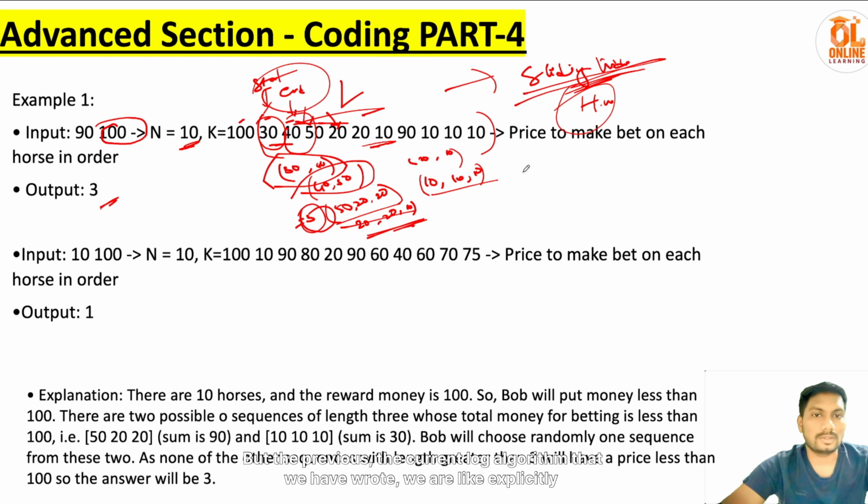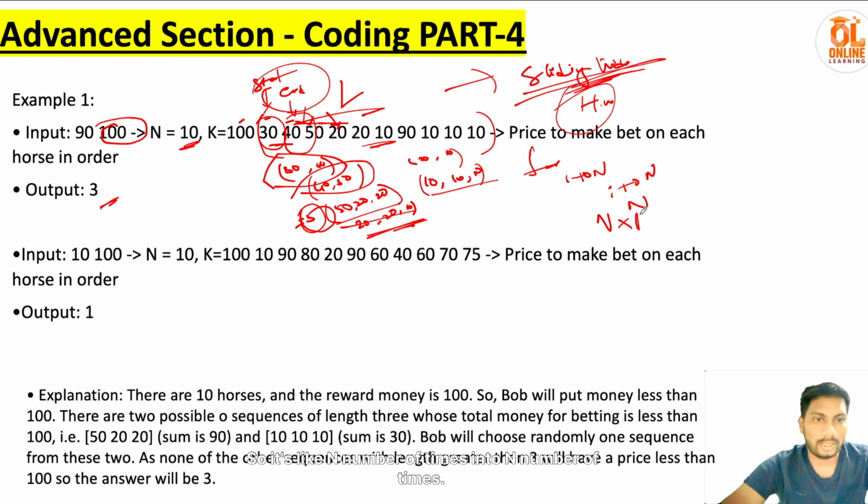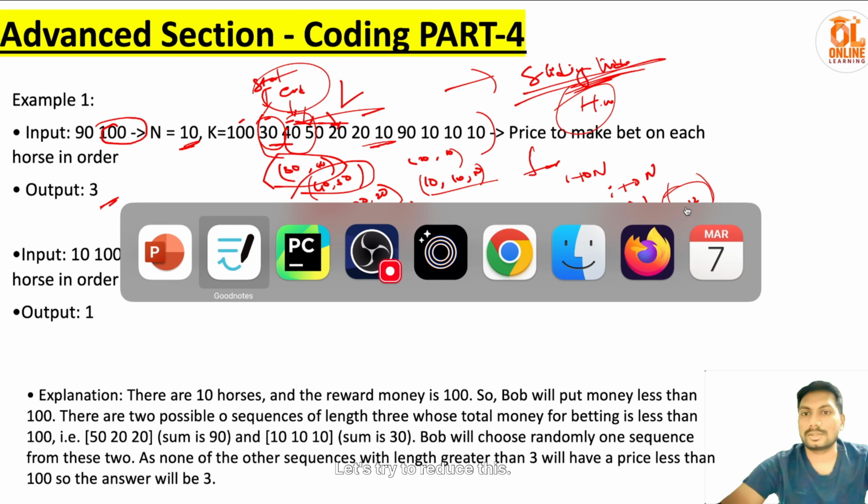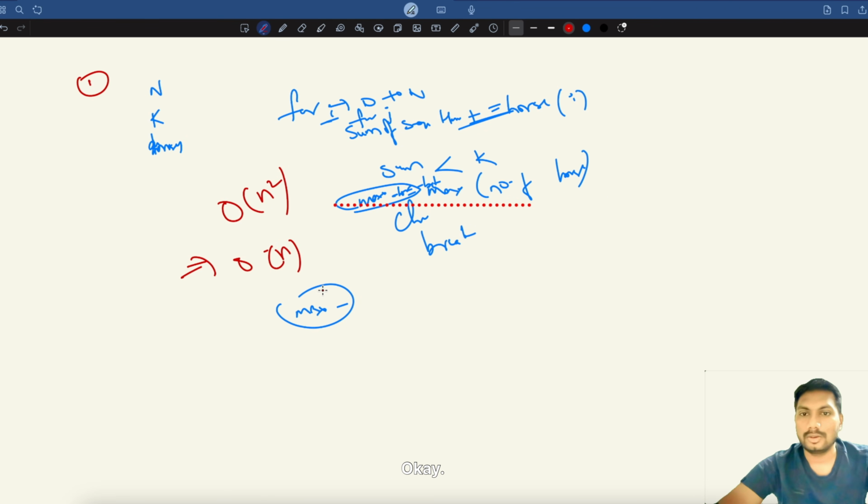But the current algorithm that we have written, we are explicitly using for loops, which will go from 1 to n. Again it will start from i to n, which is almost like going from j minus i to the n. So it's like n number of times into n number of times, so n squared times we are iterating. That's why order of n square is the previous time complexity. Let's try to reduce this.